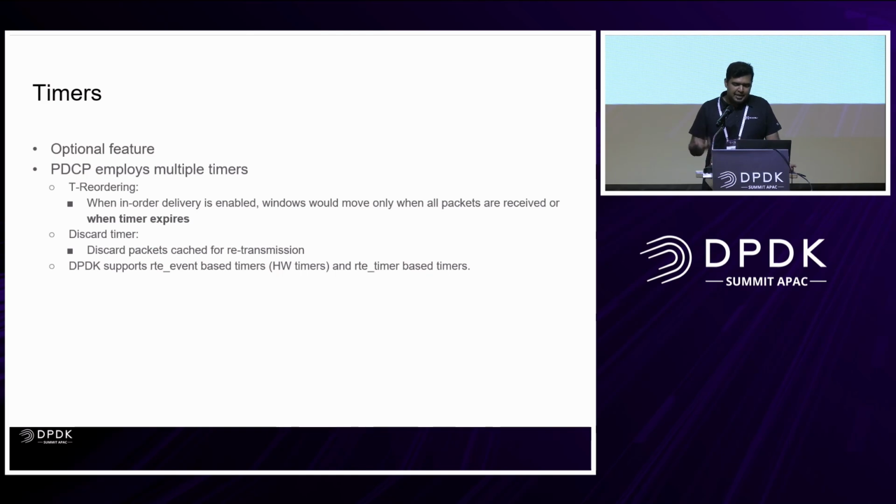So the PDCP layer allows for retransmission, and there also, DPDK applications cannot cache the packets for so long, right? So there is a concept of a timer where the packets would be cached only for a specified time duration. That's something known as a discard timer.